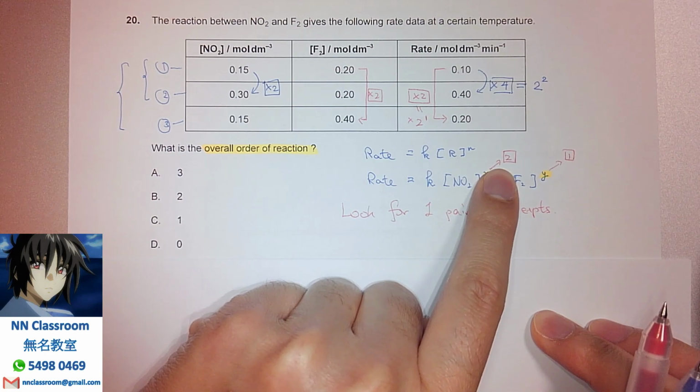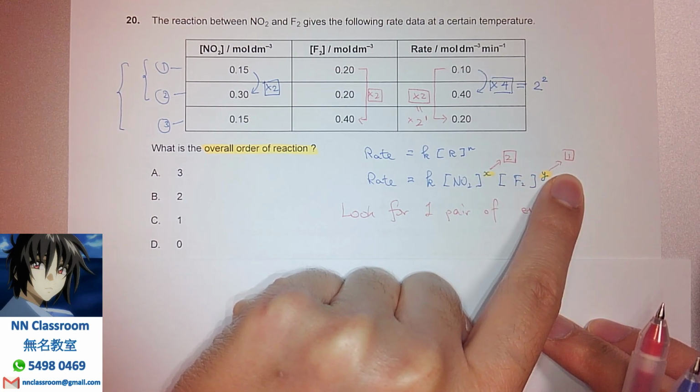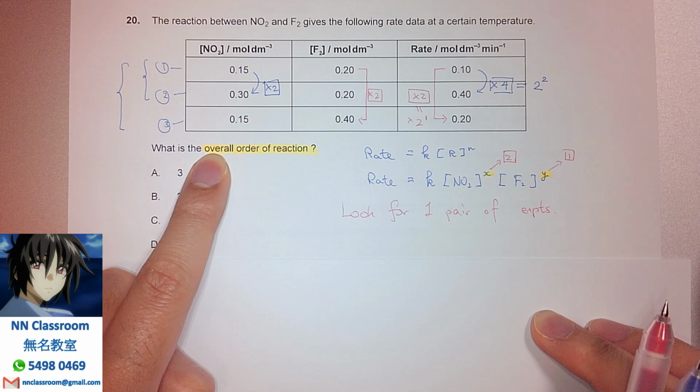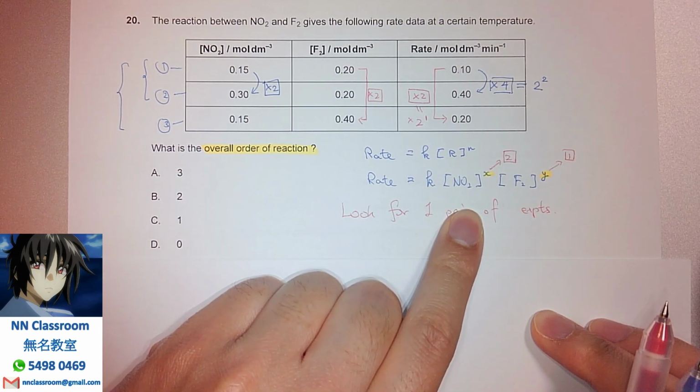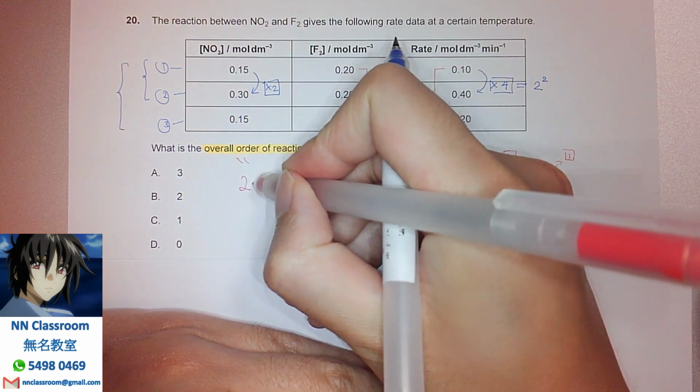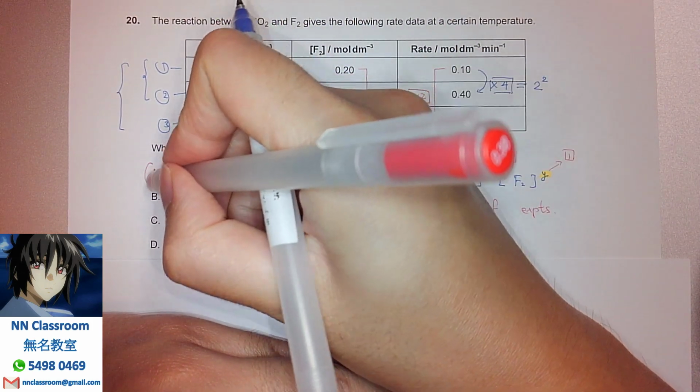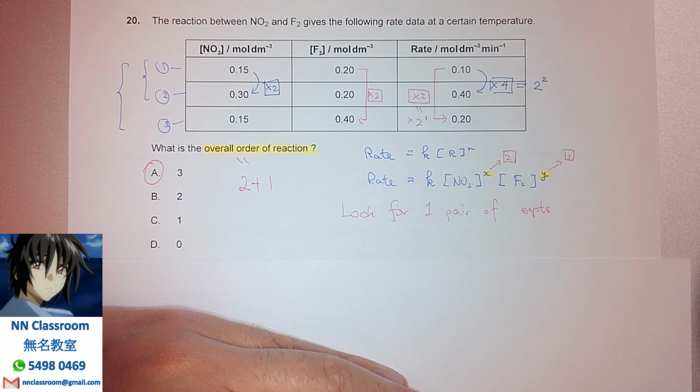So one is second order, and one is first order. The overall order is the sum of the orders from all the participating reactants. In this case it equals 2 plus 1, so that will be our choice A, third order in total.